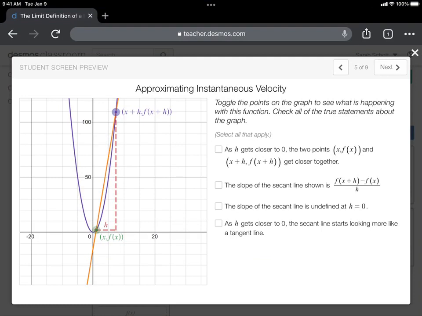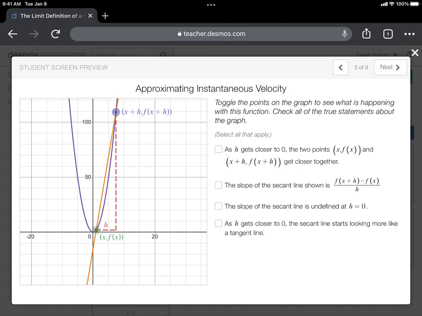The green point is x comma f of x. The purple point is x plus h comma f of x plus h. Now, again, we can find the slope or the average velocity by using the formula in the orange box that we talked about. But we are interested in the slope at exactly that green point. And how do we do it?